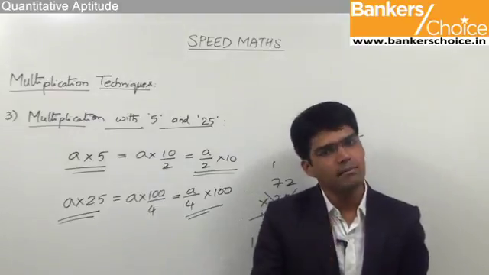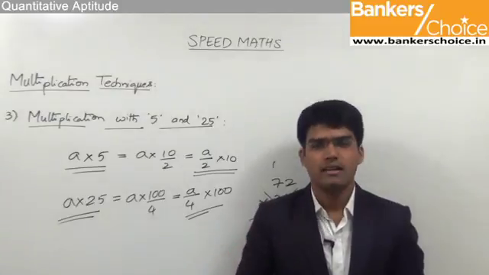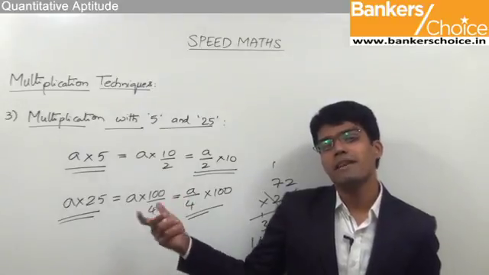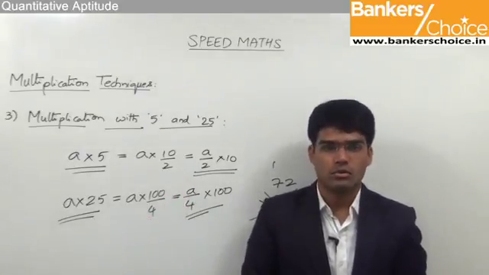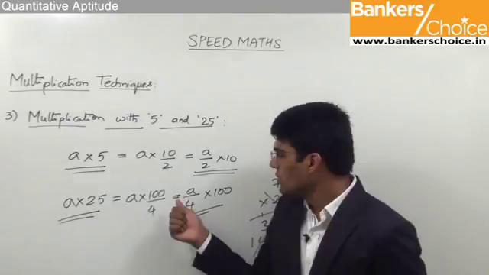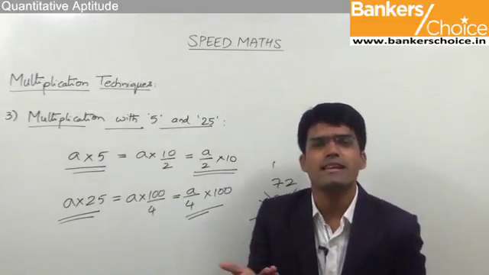So to multiply any number with 5, the concept remains the same: take half of the number and multiply it with 10. Let us now take a few examples to understand how to multiply with 25 numbers which are not divisible by 4. For example, 26 into 25. You know that it is 26 by 4 into 100, because 25 is 100 by 4. Now what is 26 by 4? It is like 13 by 2, which is 6.5. 6.5 into 100 should be 650.